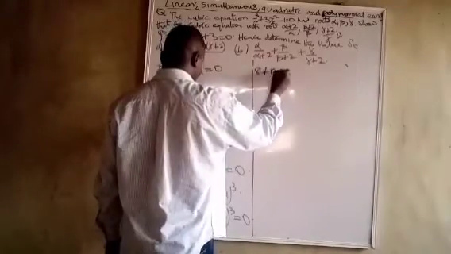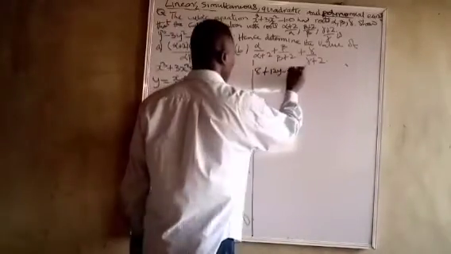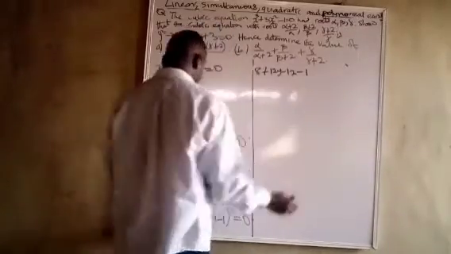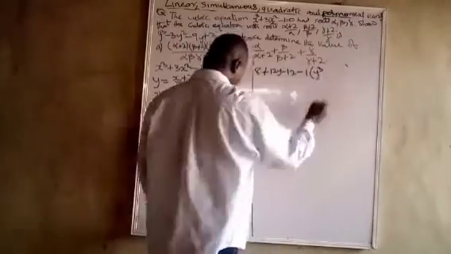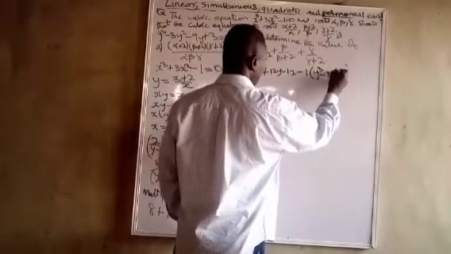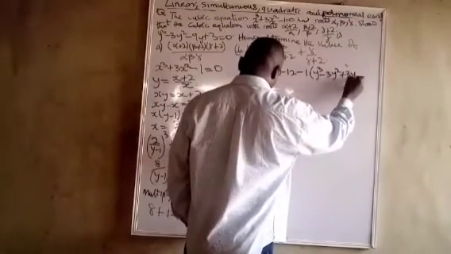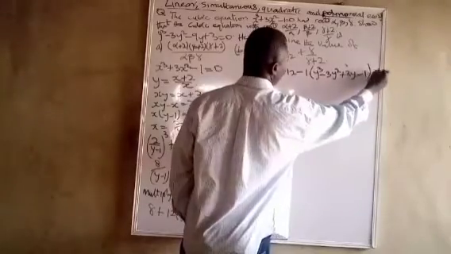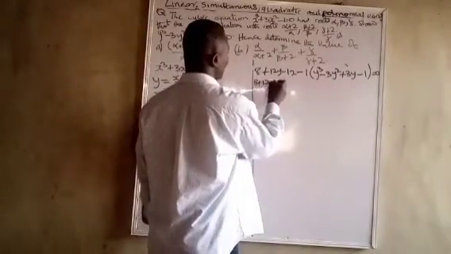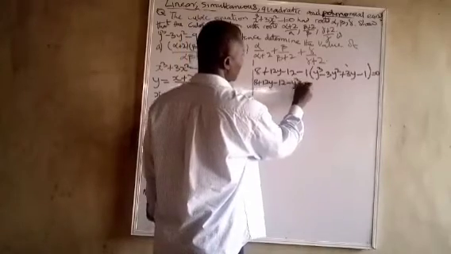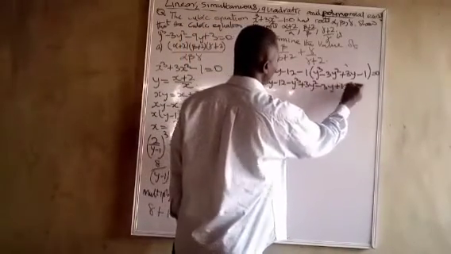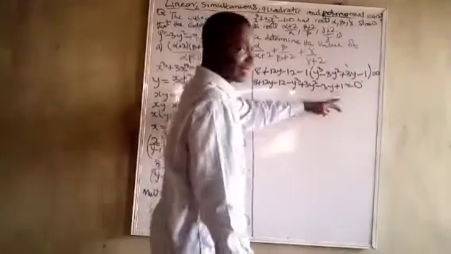Plus 12y minus 1, minus 12 minus 1 into y cubed, minus 3y squared plus 3y minus 1 equals 0. So I can now say 8 plus 12y minus 12 minus y cubed plus 3y squared minus 3y plus 1 equals 0. Now let me gather like terms.